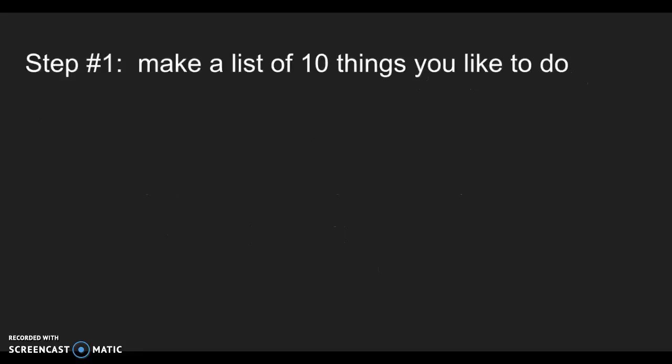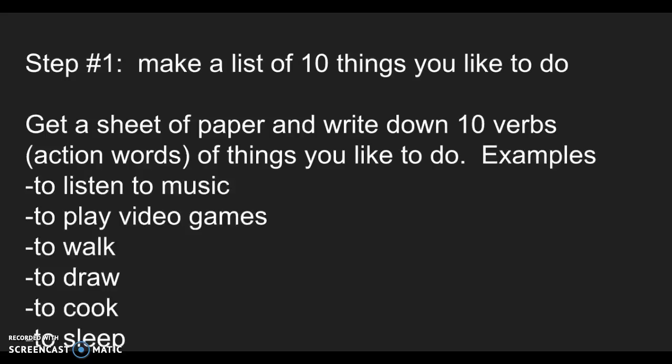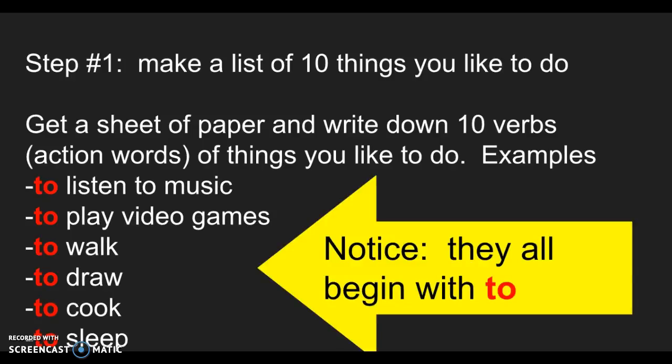Step 1. You're going to make a list of 10 things you like to do. Grab a sheet of paper and write down 10 verbs. These are action words of things you like to do. Here are some examples. You like to listen to music, to play video games, to walk, to draw, to cook, or to sleep. Notice they all begin with the word to.